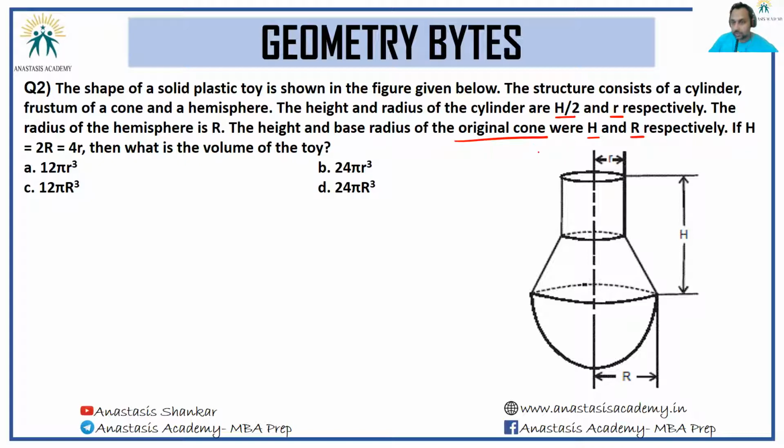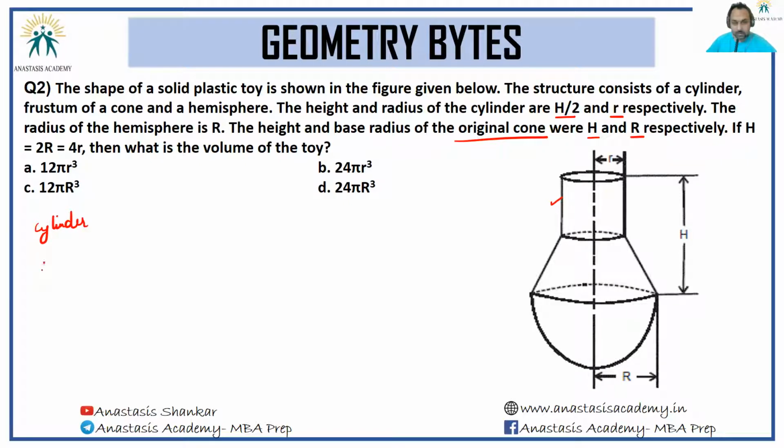When they say original cone, they are referring to the frustum. When you cut off the top portion, you're left with the frustum. So they're saying for the total cone, original cone, the height was h and the radius was capital R. If h is equal to 2 times capital R is equal to 4 times small r, what is the volume of the toy? Basically, what this question expects you to do is calculate the volume for each of these figures separately. So first, let's work with the cylinder.